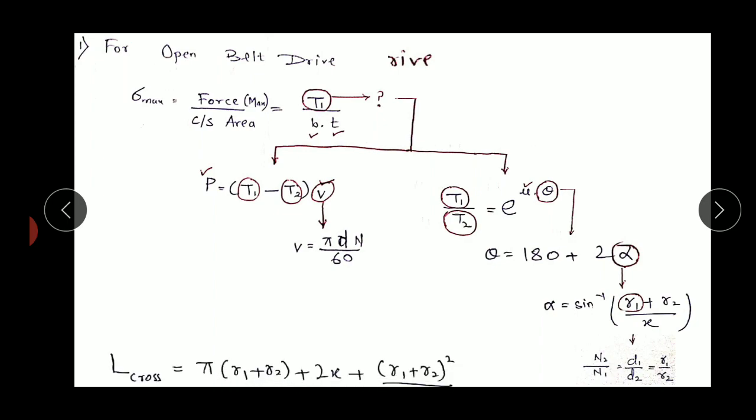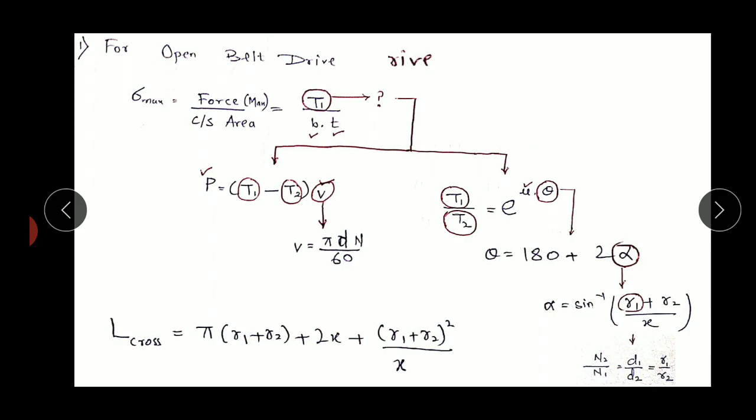Next thing we need to find is the length of the cross belt drive. The formula for the length of the cross belt drive is pi times r1 plus r2, plus 2x, plus (r1 plus r2) whole square divided by x. Again you can observe the difference here in the length of the belt formula. Here it is (r1 plus r2) square. In case of open belt drive it is (r1 minus r2) square. So you should remember where the variation is between the open belt drive formulas and the cross belt drive formulas.